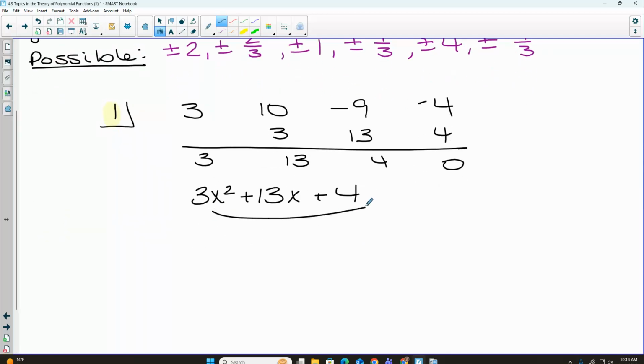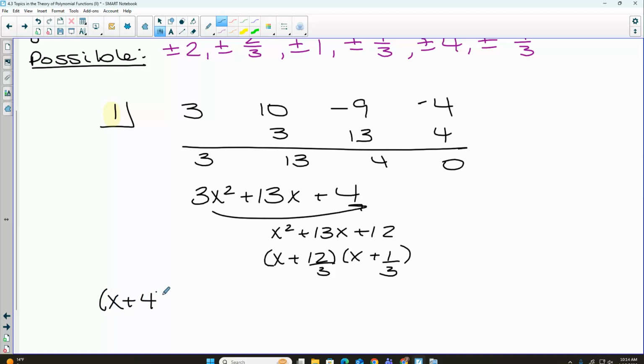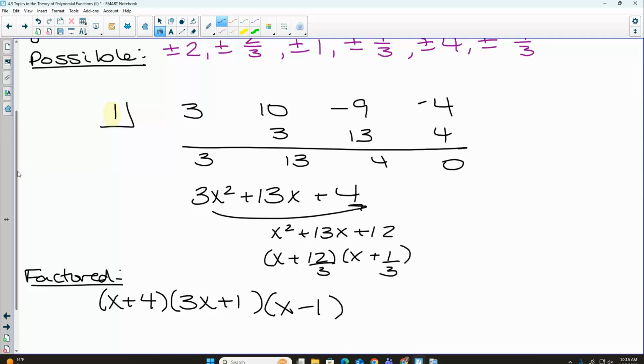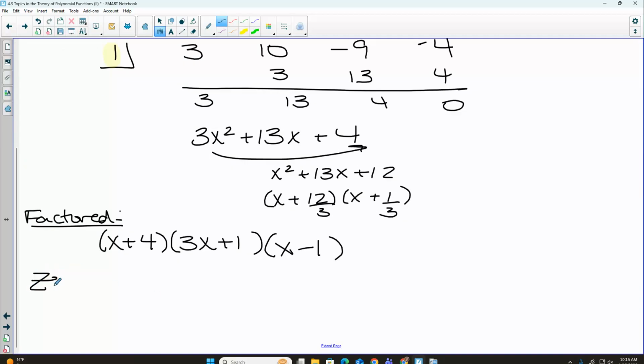Quadratic, so we can factor it. Multiply to 12 and add to 13 to be 12 and 1. Divide our 3 back. X plus 4, 3x plus 1. What else do we need? The 1, so x minus 1. Then the zeros, set each parenthesis equal to 0, so we get -4, -1/3, and +1.